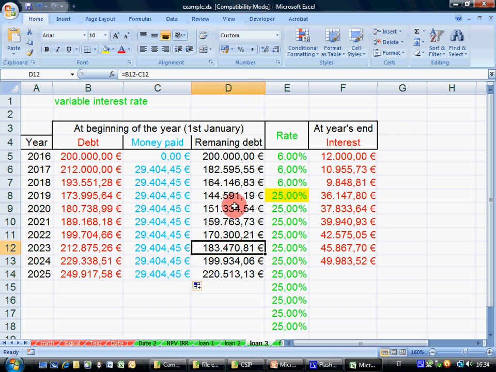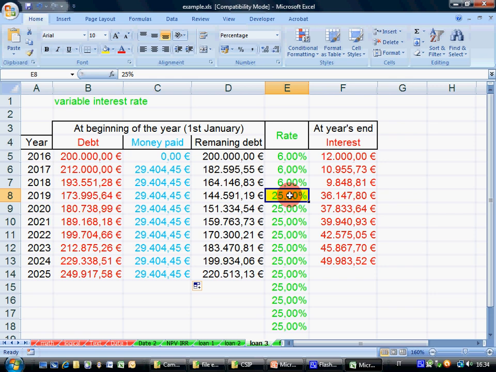In cases like this, when the variable interest rate is so high that your debt will go up, it means that you will never end because your debt will continue to increase. Your bank probably will call you and ask you to pay more. So even though you have a constant payment, in cases like this, you will be forced to pay more, because otherwise your debt will increase indefinitely.